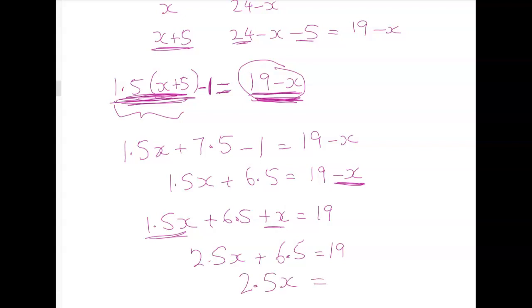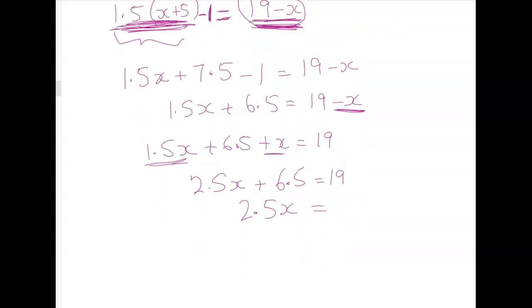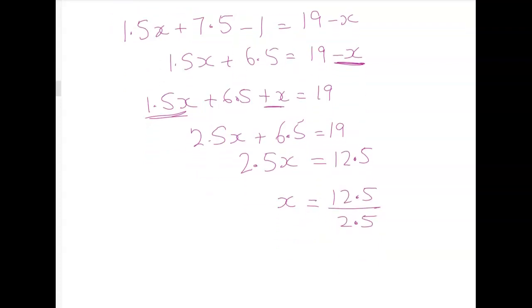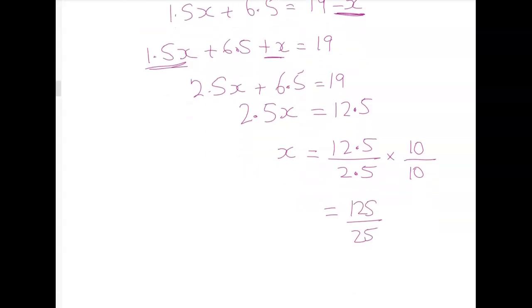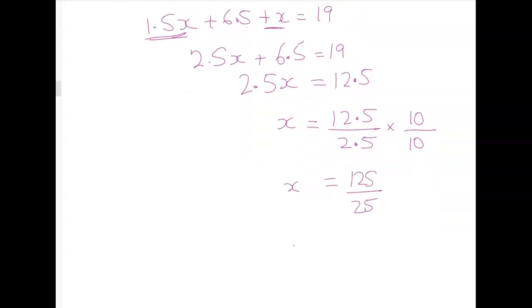2.5x is equal to 19, take away 6 is 13, take away another half is 12.5. So now we have this, x is equal to 12.5 over 2.5. Now if you just do some checking quickly, most of you will see that that's equal to 5. If you don't like thinking about that, you can times both parts of the fraction by 10, and you'll get 125 over 25. So how many 25s are in 125? We get x is equal to 5.